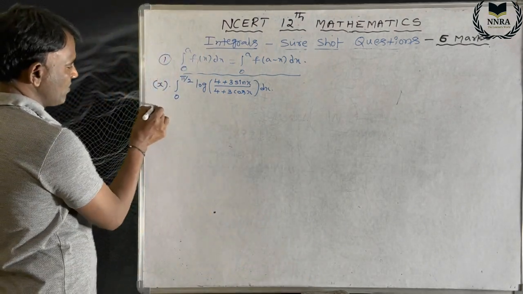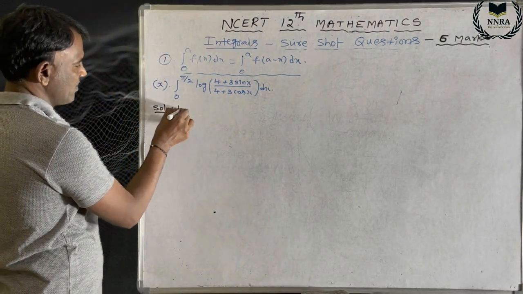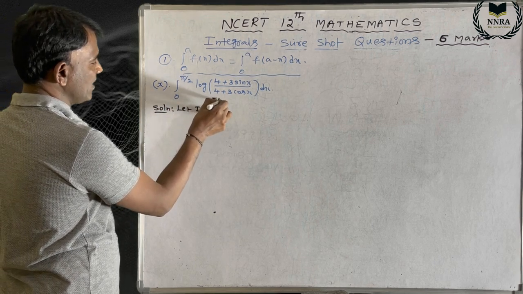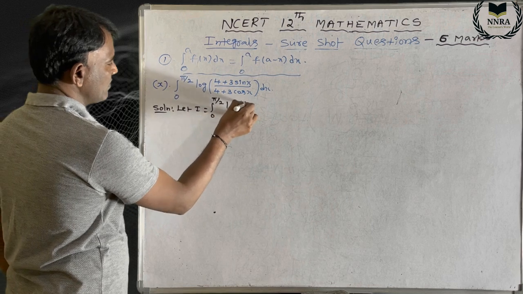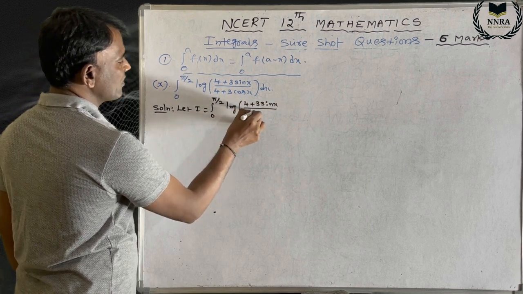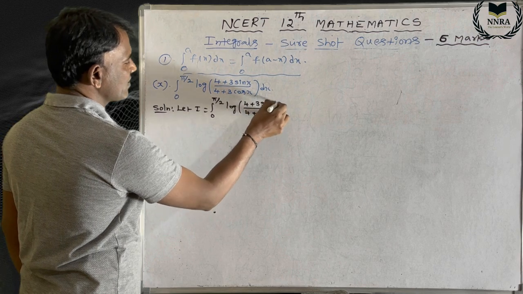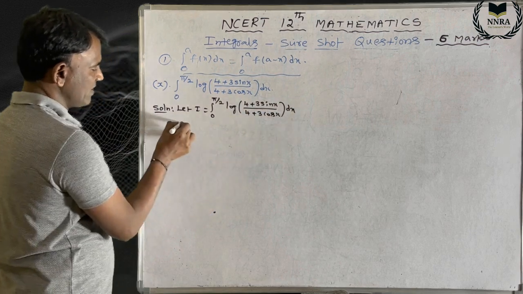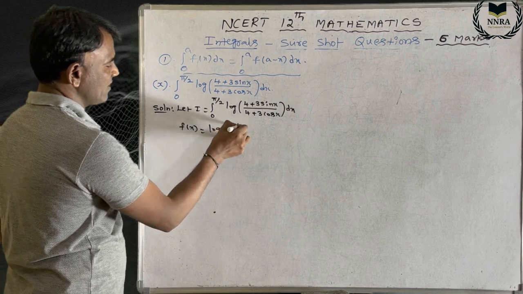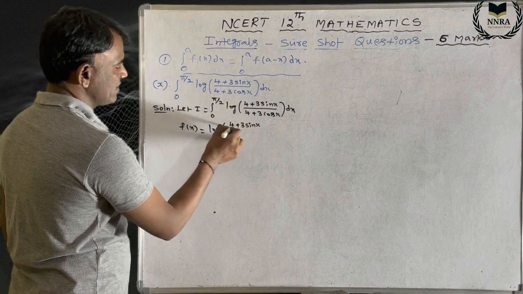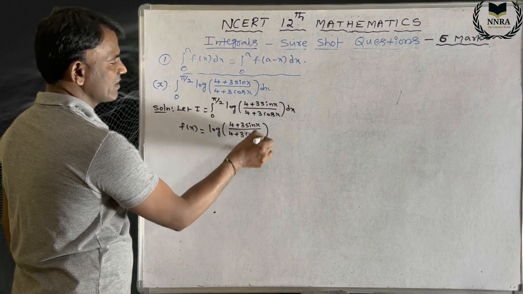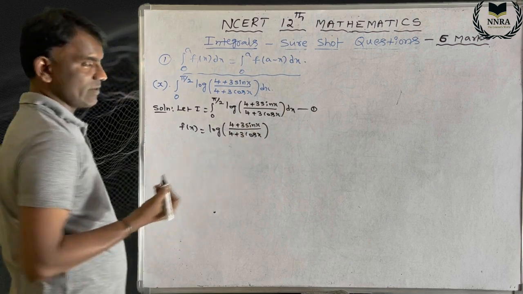So this is the 10th question. So this is also the same model. So first write, let I equal to integral 0 to pi by 2 log of 4 plus 3 sin x divided by 4 plus 3 cos x, then dx. So what is the value of f of x? That is log of, so here 4 plus 3 into sin x, and coming to the denominator 4 plus 3 into cos x. And now it is equation number 1.